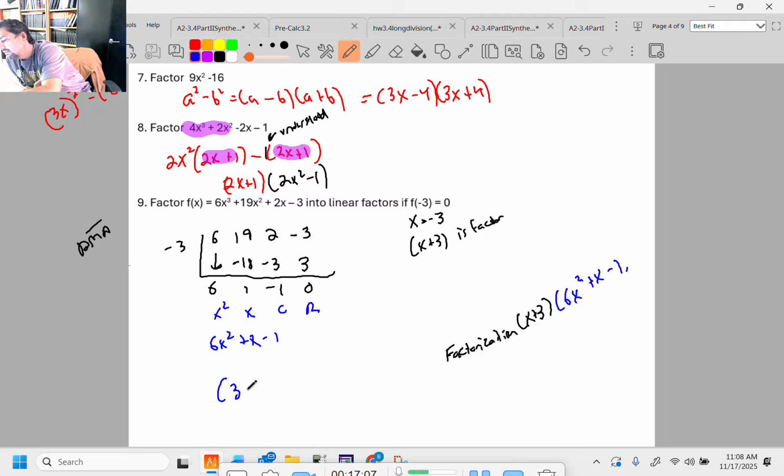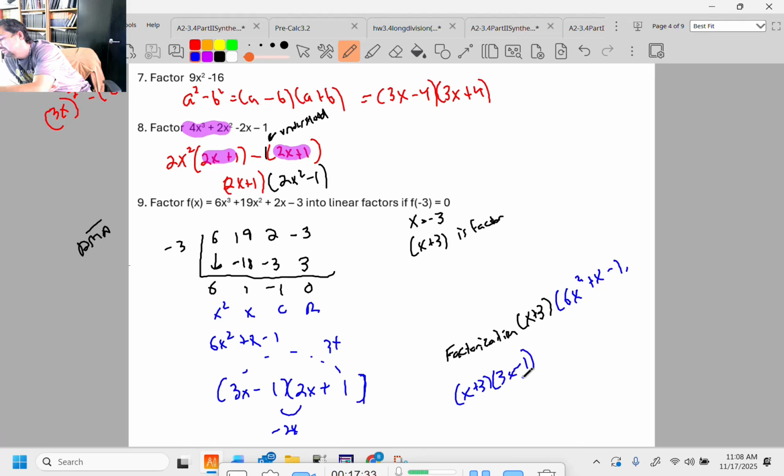Let's see, it takes a 3x and a 2x likely to make a 6x squared. And probably a 1 and a 1 to make a 1, right? Now I want to add to x, so let's do this. The outside makes 3x. The inside makes negative 2x, and 3x minus 2x is x. So in addition to the first factor, x plus 3, I also have the additional factors 3x minus 1, and then 2x plus 1.